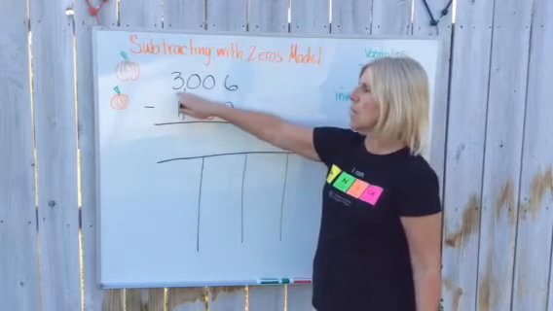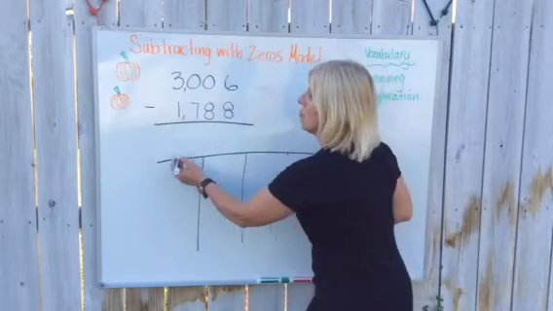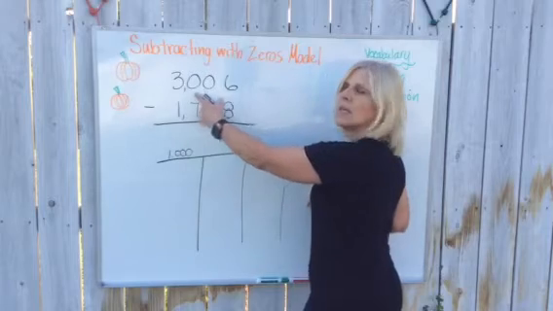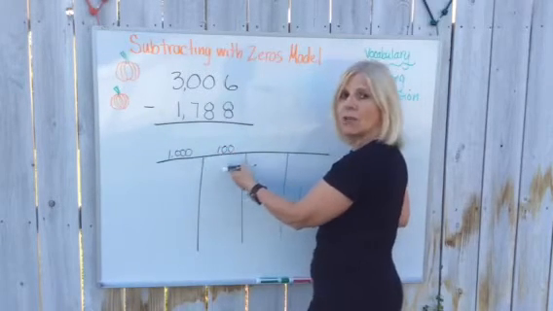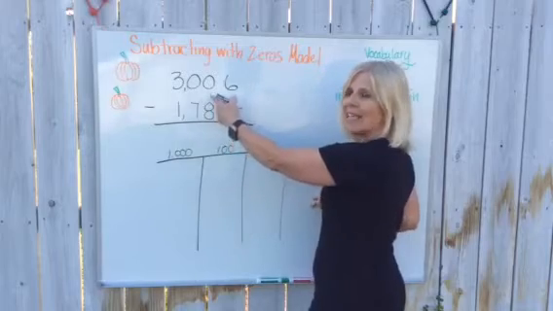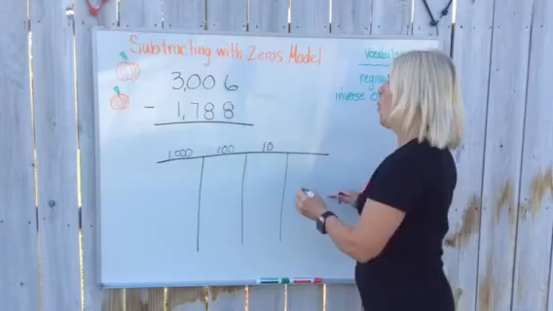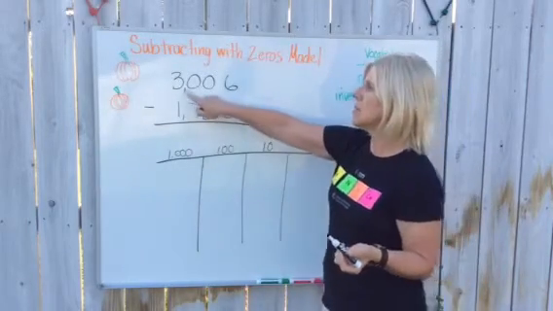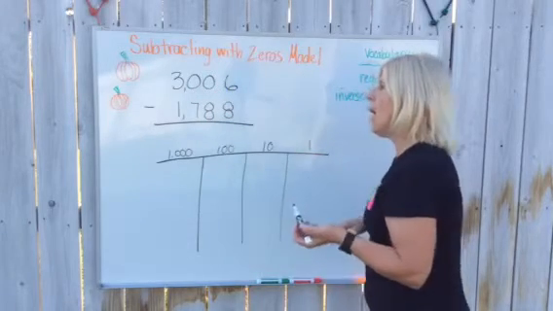Since the highest place value is thousands, this one here is going to represent the thousands. Next is the hundreds. This column will represent the hundreds. Next is the tens. This will represent the tens. And the last one is the ones. I'm going to use black because I'm going to represent the 3006 with the black marker.